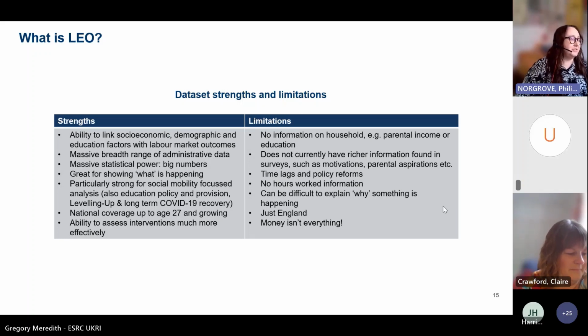Now, limitations, as I said, it is just England, and while in the future it would be great to have a UK-wide Leo, at the moment this isn't possible. But also, that's a good one, it could be difficult to explain why something is happening, which is again a limitation. So, Greg, if you'd like to go to the next slide, please.